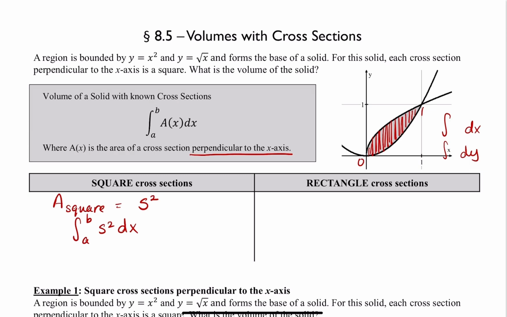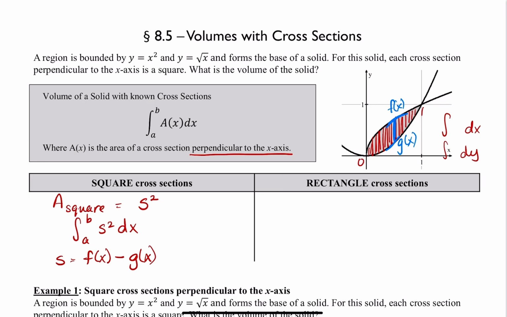Here we go. What is the length of a side of one of the squares? Well, if you think about it, the length of one of these squares is whatever the difference is between the top curve minus the bottom curve, right? So we'll call this f of x right there, and we'll call this bottom one g of x. So the length of a square is going to be f of x minus g of x. And that's it. Once we figure out what that is, we plug it into our formula, and we're good to go.